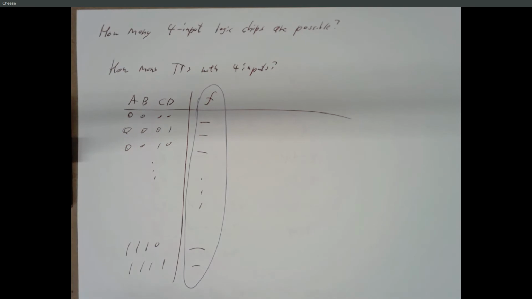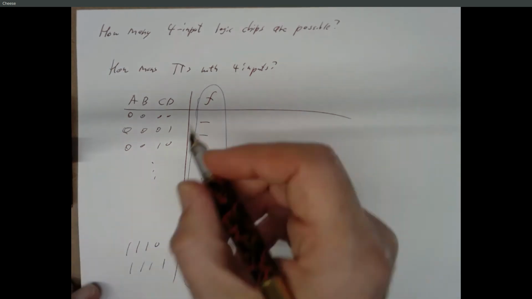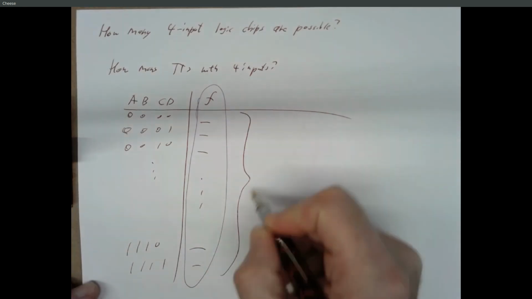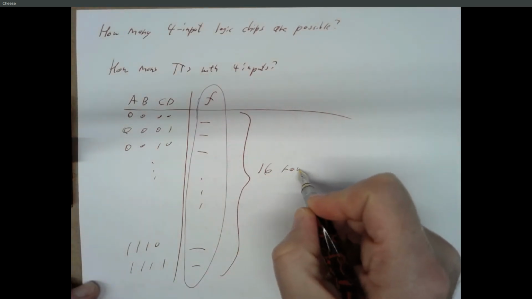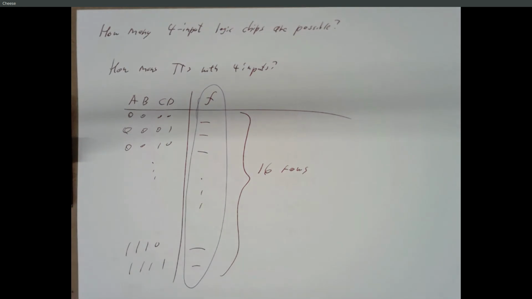If we put in all zeros, that's the NOPE gate that always outputs 0. And we know from the previous question that we have a total of 16 rows. So the question can be reduced to how many ways can we fill in this column with ones and zeros?